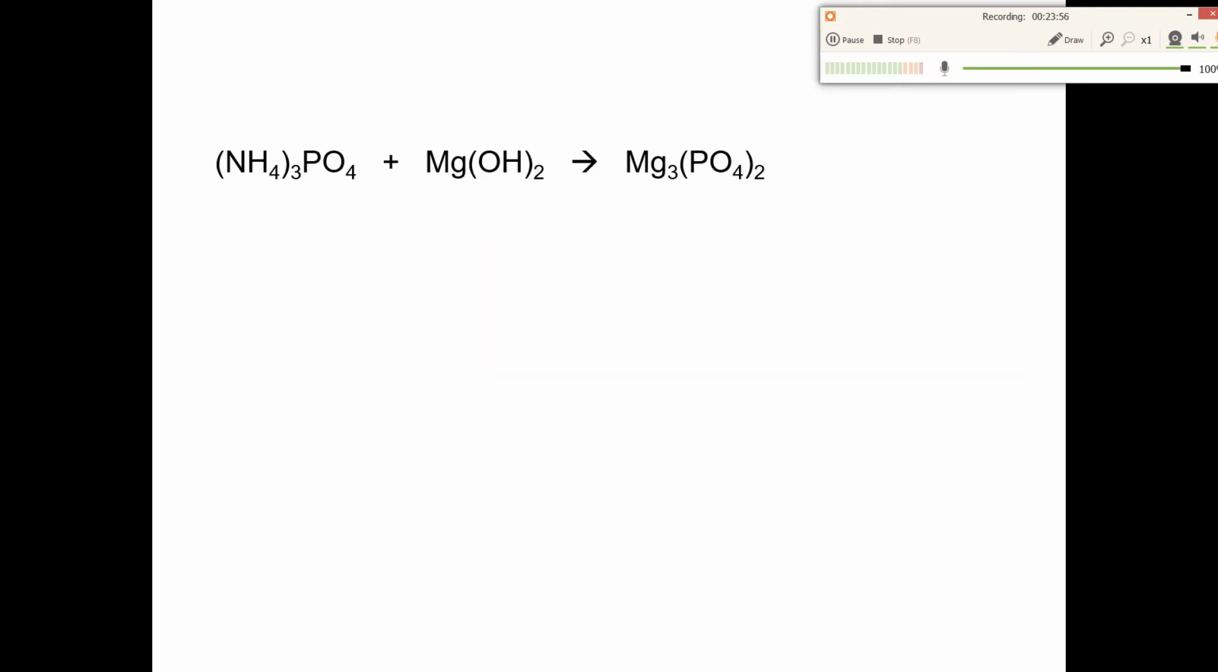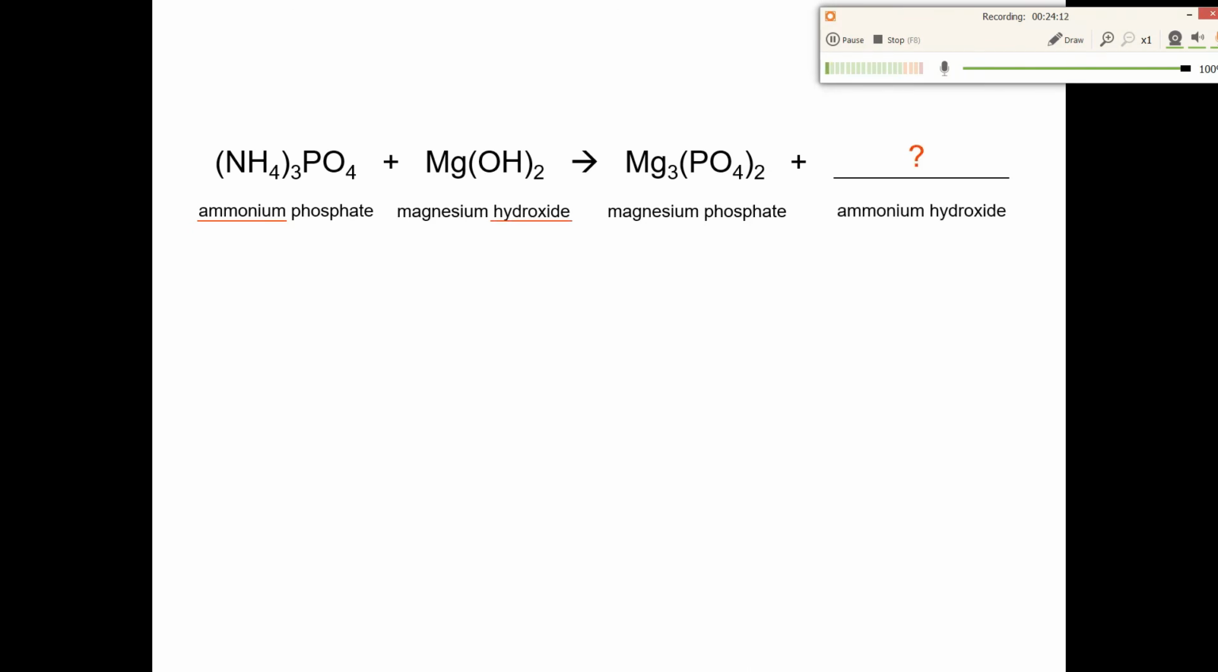Here, a chemical equation is given where ammonium phosphate is reacting with magnesium hydroxide to give magnesium phosphate, and what will be the compound coming over here? It will be ammonium hydroxide. But how does it happen? Because ammonium phosphate and magnesium hydroxide are there, magnesium will replace the ammonium from the phosphate, and ammonium will be replaced by hydroxide. So ammonium hydroxide will be formed over here.